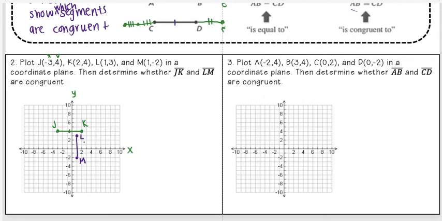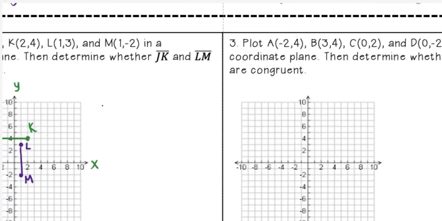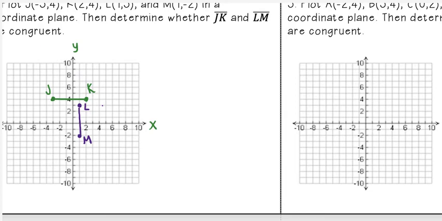And I want to see if those are congruent. Remember, congruent just means they have the same length. So let's zoom in here. I want to count the length of it. I see that JK has 1, 2, 3, 4, 5. So JK is equal to 5. And LM, when I count that length, is 1, 2, 3, 4, 5. LM is also equal to 5. So that means they are in fact congruent. So I can say JK, and I put the line on top because now I'm talking about congruence, is congruent to LM. So I say yes.